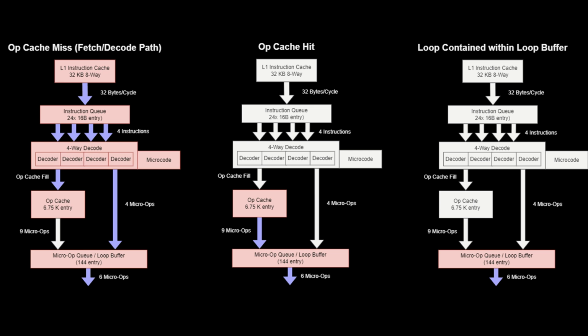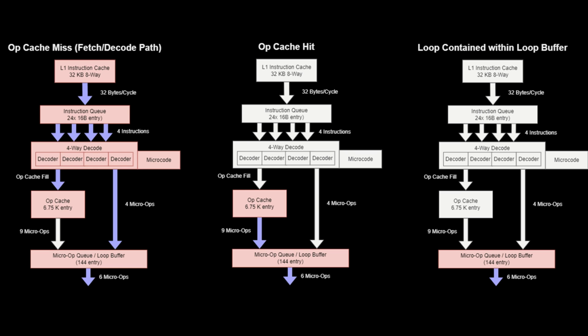So of course, if you miss the op cache, Zen 4 can also feed itself by using that conventional fetch and decode path. That can handle up to 4 instructions per cycle. Usually one instruction decodes to 1 micro-op, so very often that is going to be very close to 4 micro-ops per cycle. And you can see how that's significantly less than a micro-op cache.